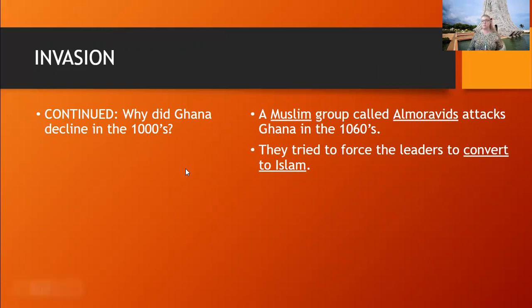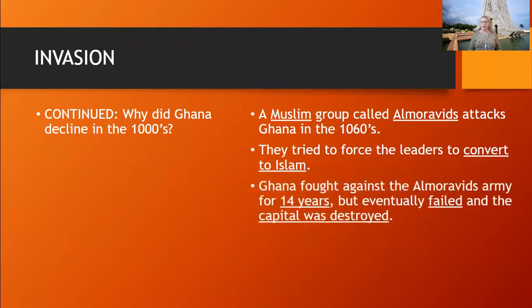This was one of the ways that they were basically saying, we will let you live if you show us that you are willing to convert to Islam. Remember that their religion and their spiritual traditions are animism. So there is no one God in their religion. Ghana fought against the Almoravid armies for 14 years and refused to convert to Islam. They eventually failed and the capital was destroyed.